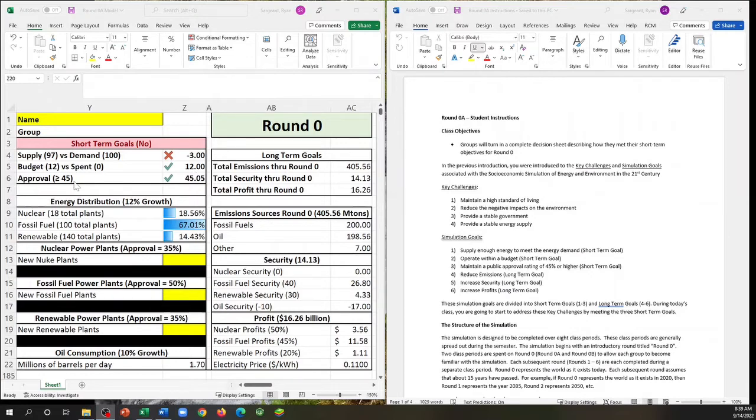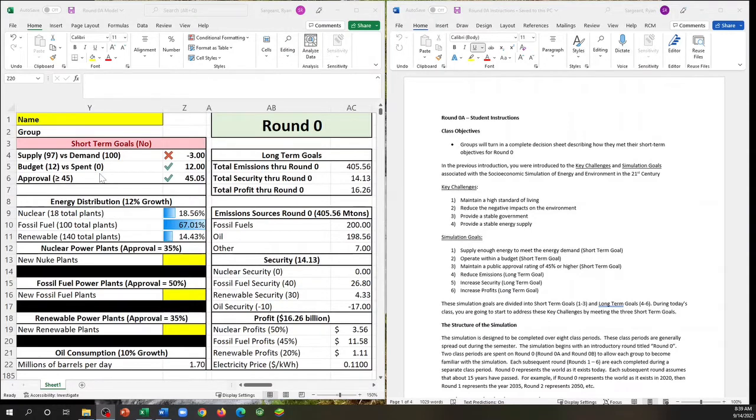Finally, as a government, and a democratically elected government, you have to maintain an approval rating greater than 45%. There are some factors that influence that approval rating. Currently, you are above that approval rating. So 45.05 means that you have this 0.05% of goodwill that exceeds the minimum that you need in order to stay in office.